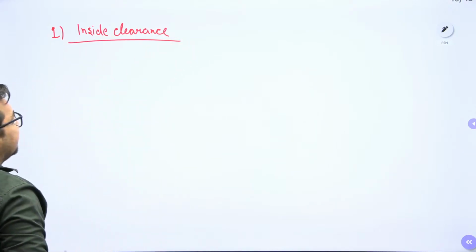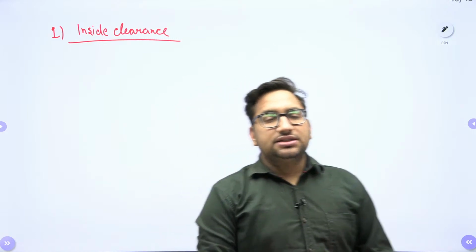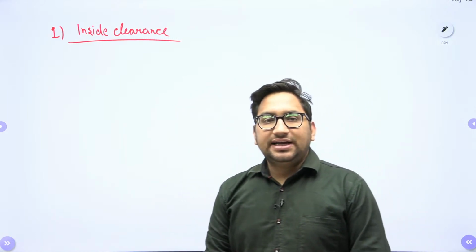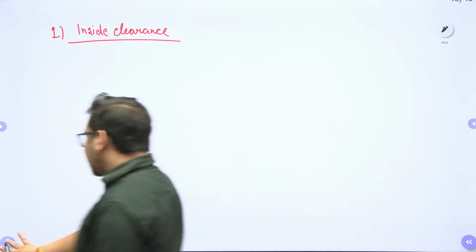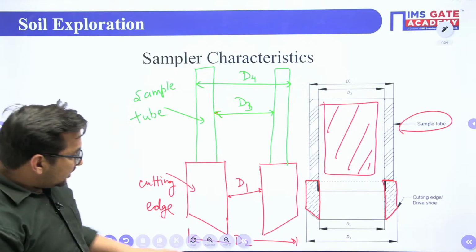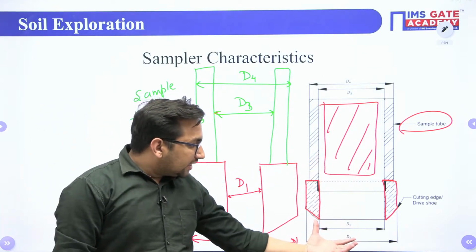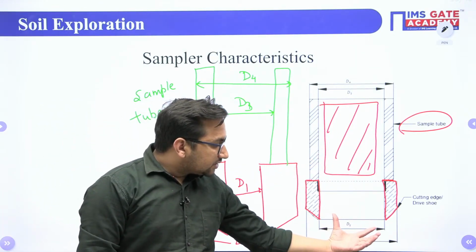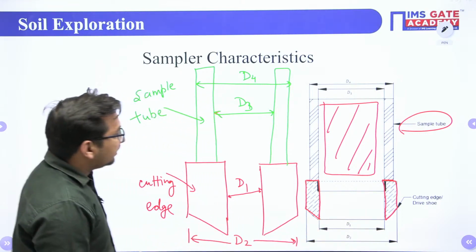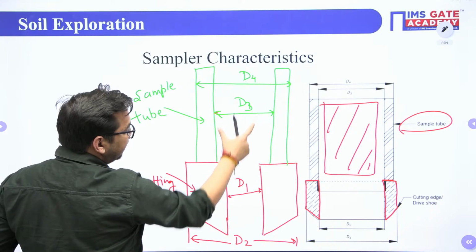What is inside clearance? Inside clearance is the difference of your inside diameters. Now, inside diameter of what? Inside diameter of the sampler, inside diameter of the sample tube, and inside diameter of the cutting edge. Now let me try to explain. This value is higher, this value will be less; this value is higher, this value is less.